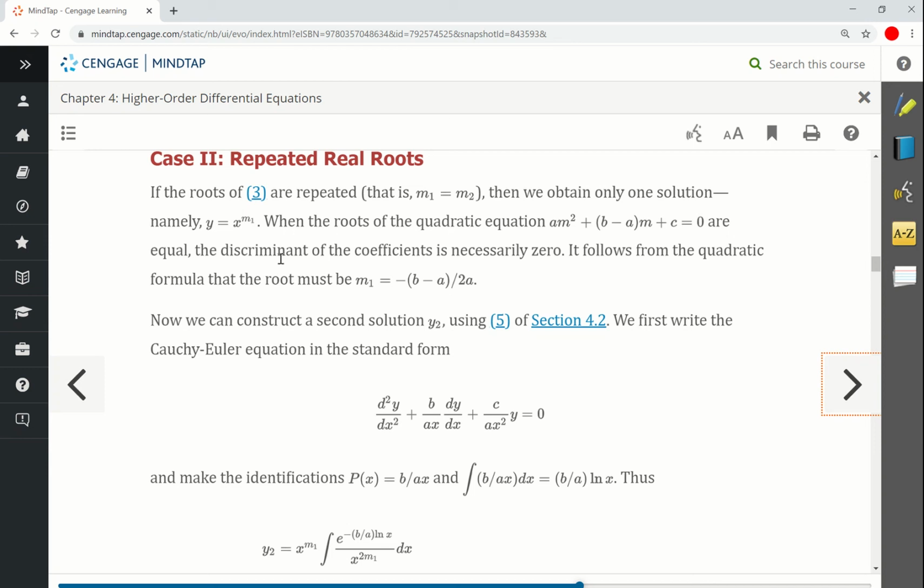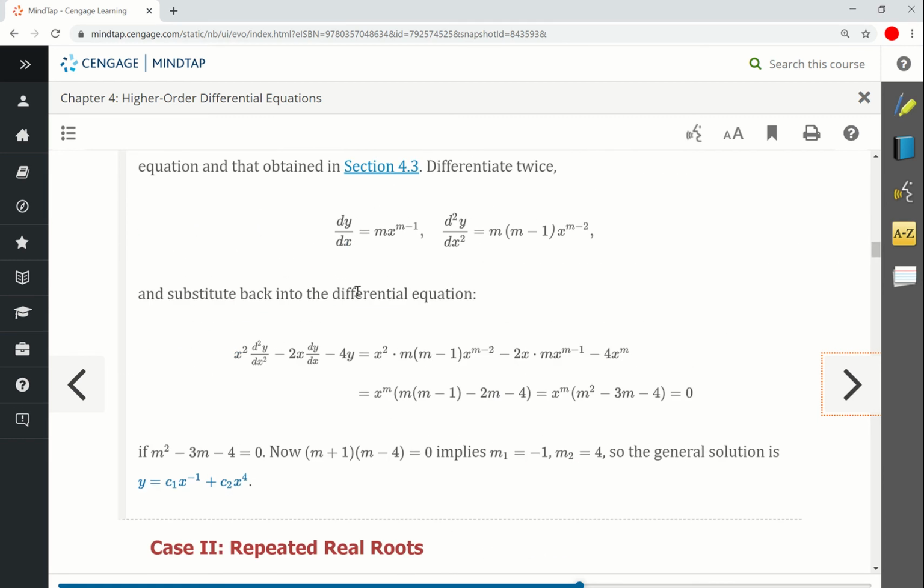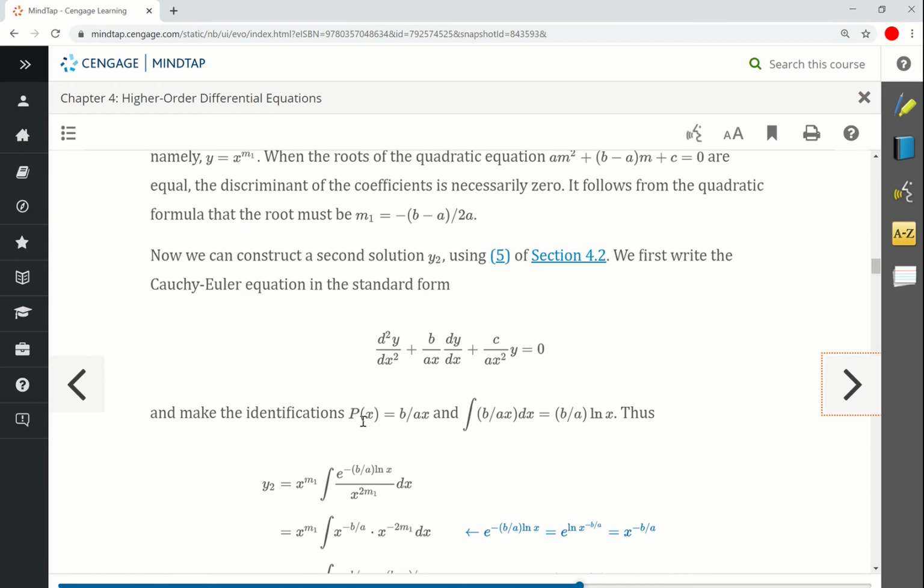Still working within section 4.6 on Cauchy-Euler equations. Let's take a look at what happens when we have a repeated real root. I'm not going to derive this for us this time, but let's just follow the book's demonstration, and ultimately we'll get to the rule that we will use. Again, it has to be a Cauchy-Euler equation, so the derivatives and the powers of x in front need to match up.